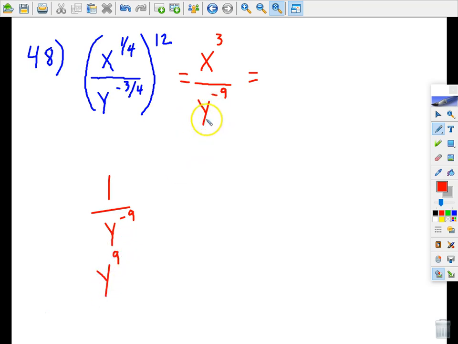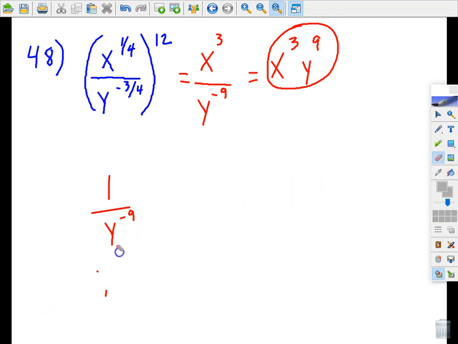Or non-mathematically speaking, negative exponents on the bottom always move up to the top of a fraction as positive exponents, and vice versa. Negative exponents on the top of a fraction will move down to the bottom as a positive exponent. All right, so my final answer here is going to be x to the 3rd times y to the 9th.